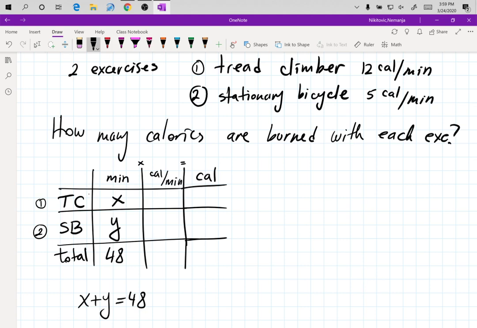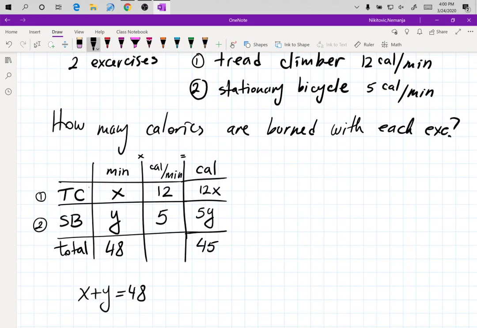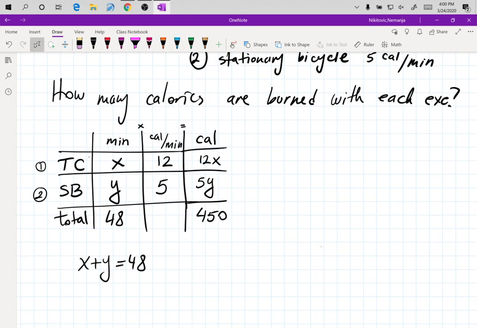Now, the first exercise burns 12 calories per minute. The second exercise on a stationary bicycle burns 5. And if you take a look at the top over here, it tells you how to get these cells at the end. This is 12x, and this is 5y. Because you are supposed to multiply them. But the total amount of calories you burned was 450.